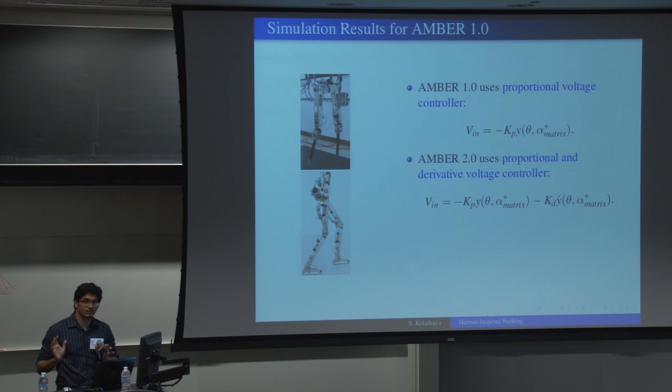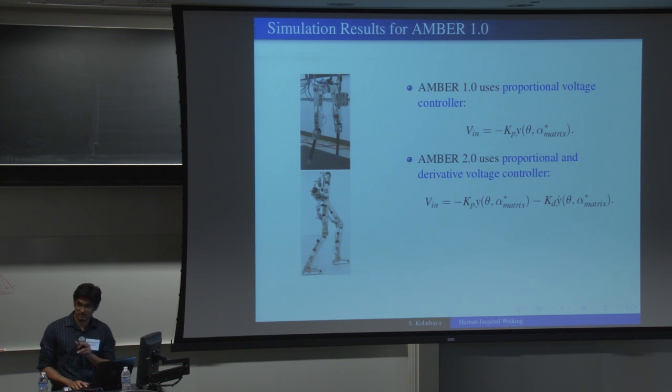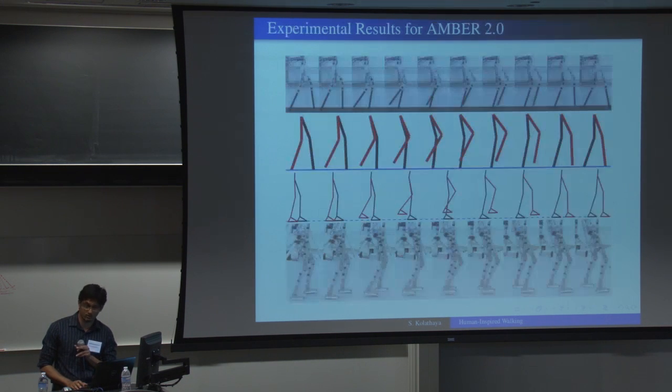And we get a bunch of functions, tracking functions, which can be used in the robot. So we apply a simple linear controller, P controller, proportional controller. It's very simple for Amber 1, and PD controller for Amber 2. And we have walking.